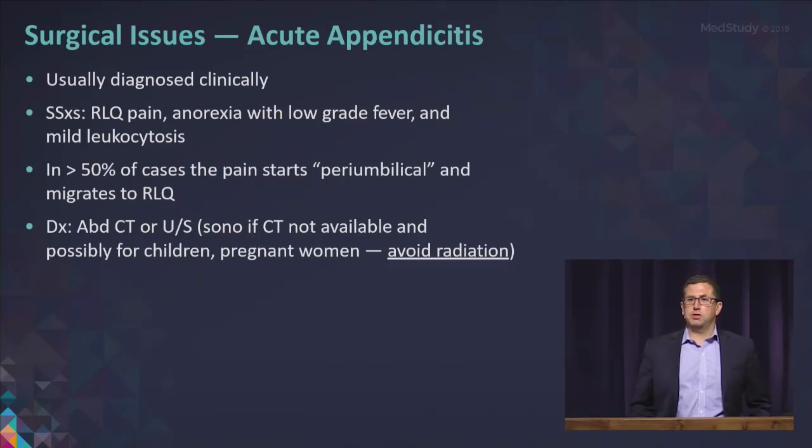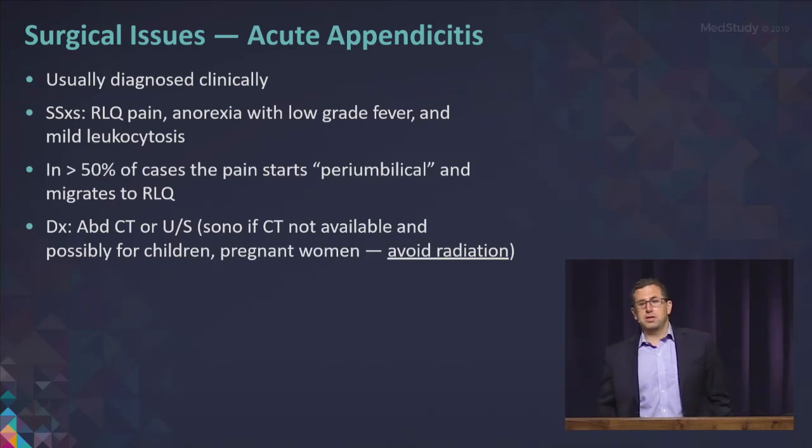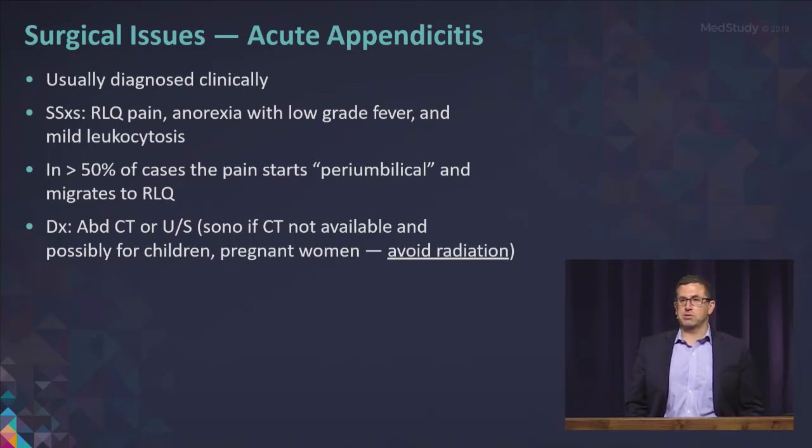So some surgical issues in luminal bowel disease: acute appendicitis. This shouldn't say diagnosed clinically, it should usually be suspected clinically, right? One of the classic presentations is periumbilical pain that starts in that area and then migrates to the right lower quadrant. The patients may have anorexia and mild leukocytosis on labs. That's the classic presentation. The way to diagnose is really CT scan or sonogram.